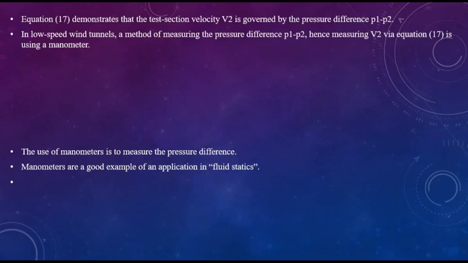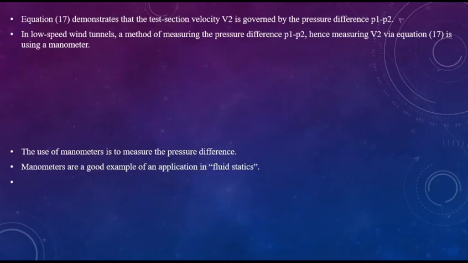Usually in low speed wind tunnels, the measurement of pressure difference is done by means of a manometer. Now here the density we are talking about is not the density of the liquid in the manometer, keep that in your mind. It is the density of the air in the wind tunnel, so do not get confused.